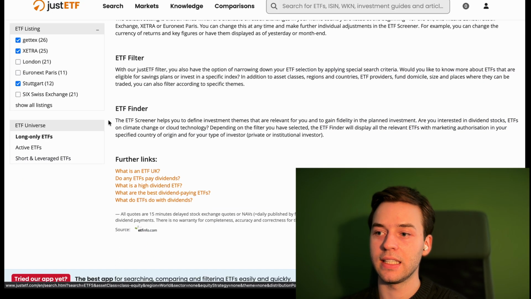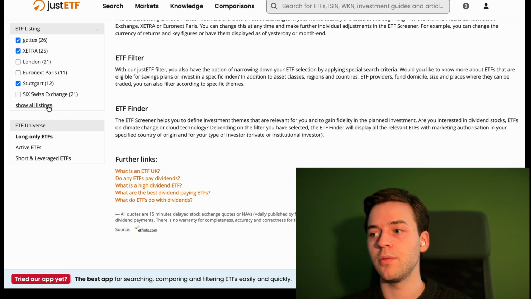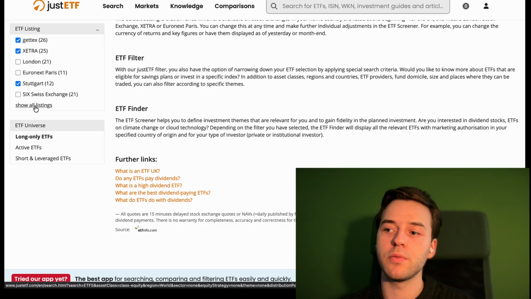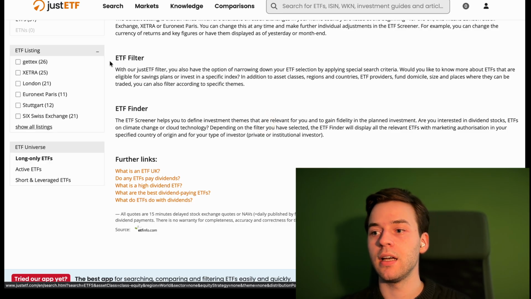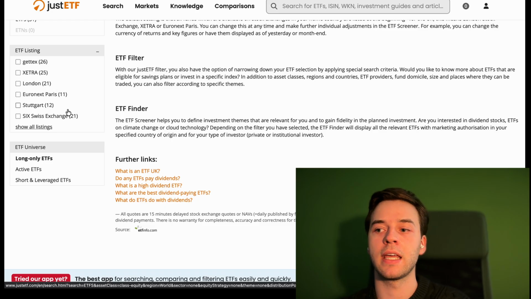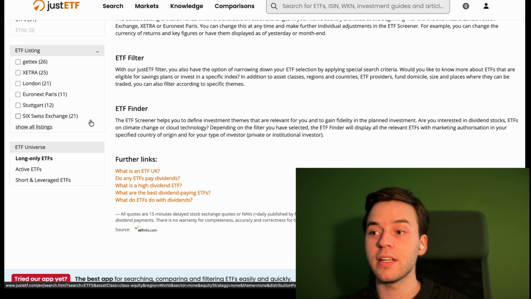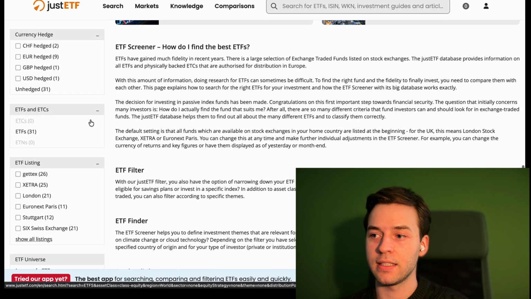ETF listing. If you don't have a specific preference for a stock exchange, we can just click on Show All Listings. And depending on which broker you want to use later, maybe you only have certain stocks available through the broker of your choice, and then of course it can make sense to narrow it down. In our example, now we are left with 31 ETFs.